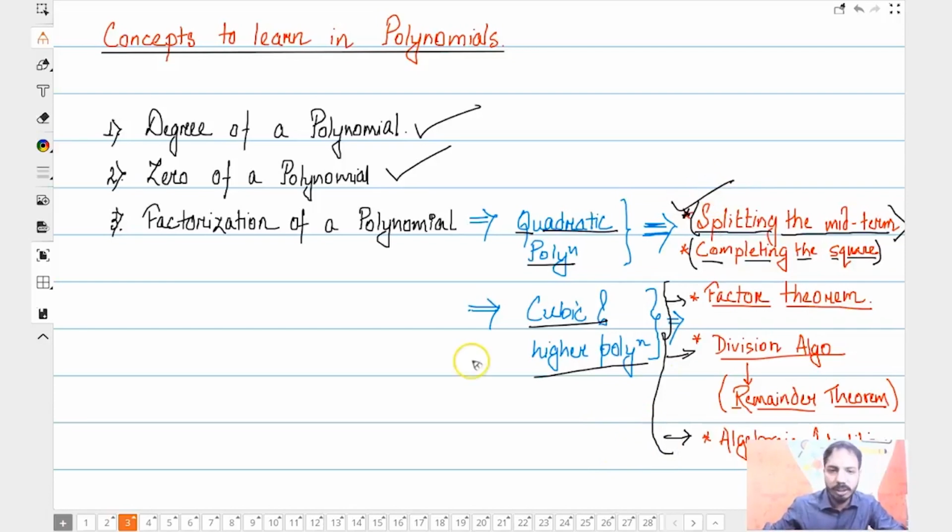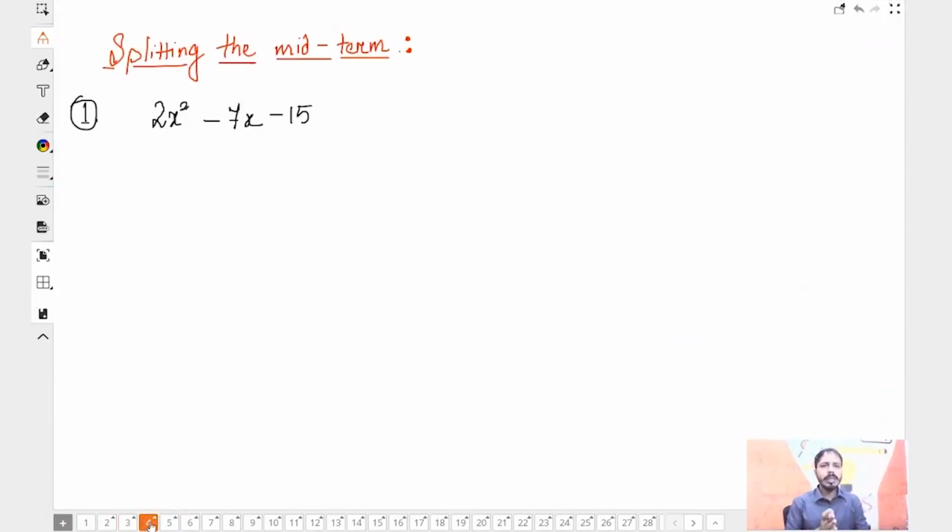So let us take the first concept, that is splitting the middle term. So let's start. Guys, splitting the middle term means I need to split this term. Now I am not proving this. There is a proof which shows why exactly and how exactly you can split the middle term, but the proof I will be doing later in my course. So for now, let me just show you how to do this. Now this is 15 and this is 2.